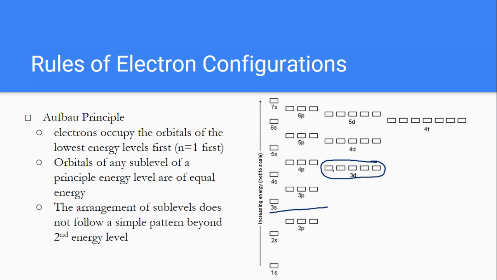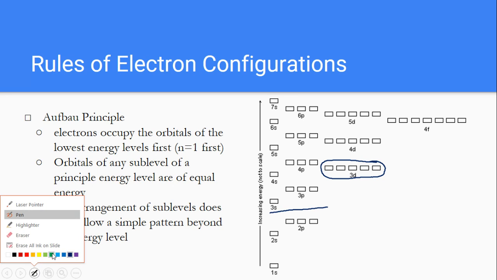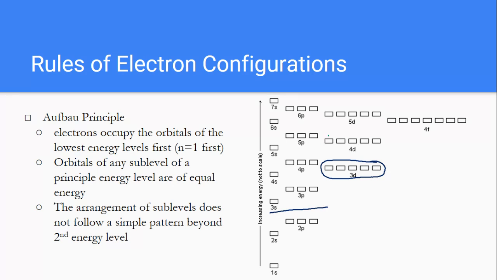They are all equal. Okay, now take the 4d up here, and I can even switch colors just to make it stand out. The 4d up here also has 5 of the little boxes to fill.